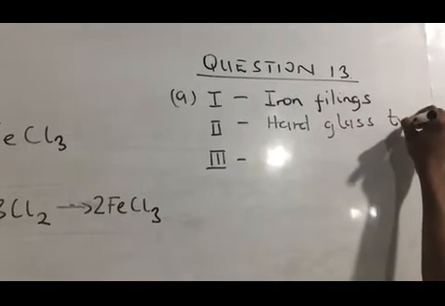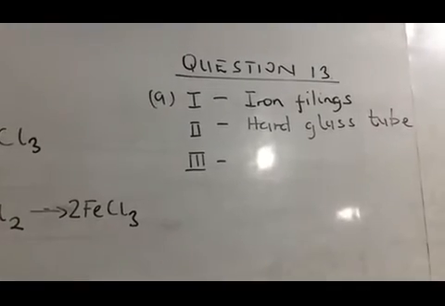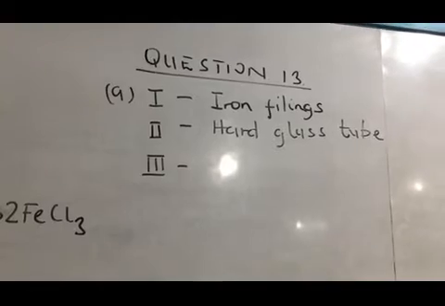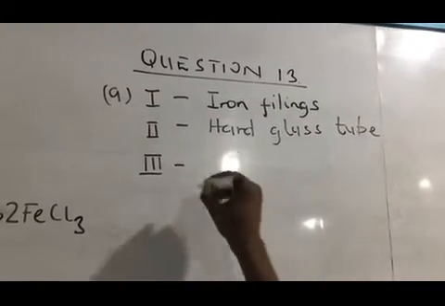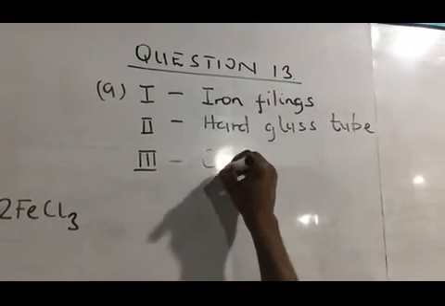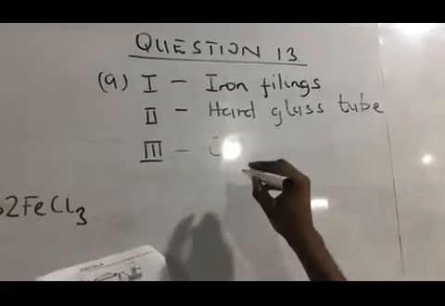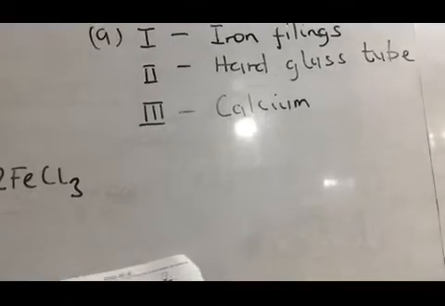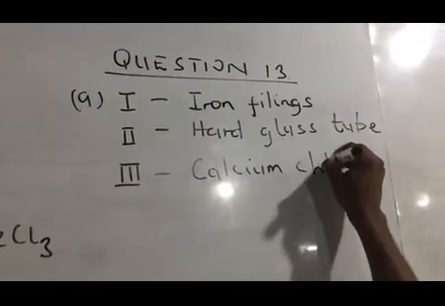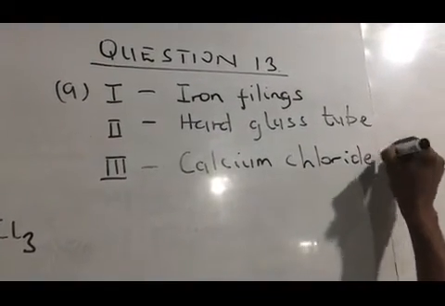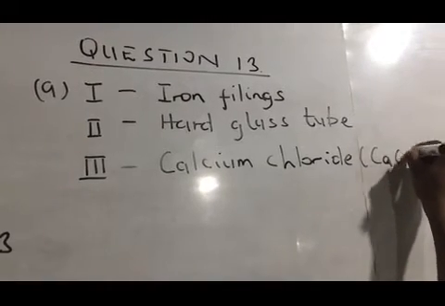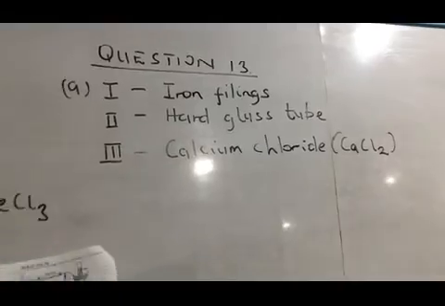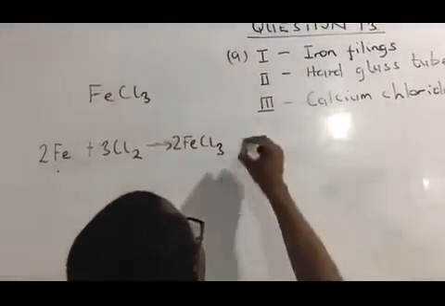Then your II, just like question 12, your II is the hard glass tube. And then your III, it's okay. Your III is actually a drying agent. So you have calcium chloride. So that is for the A.